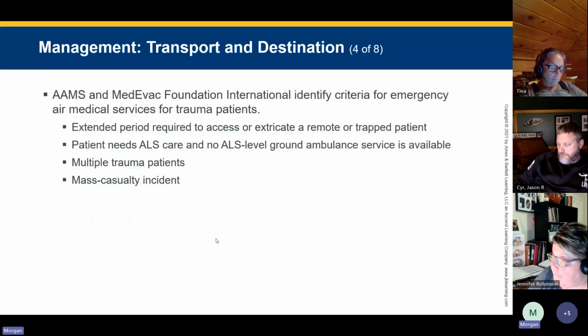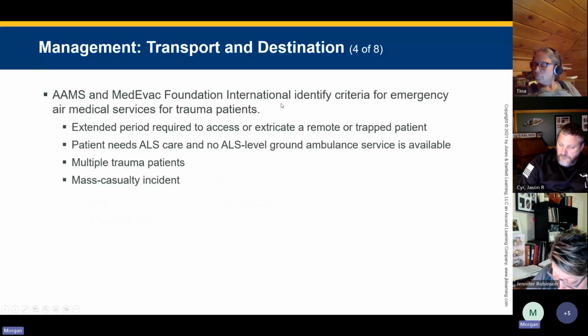Extended period required for access. I have no idea what this MedVac Foundation International identified criteria for emergency air medical services for a patient. So multiple trauma patients, mass casualties. So like an expected period required to extricate, so a trapped patient in a cave, or like a remote patient with trauma.